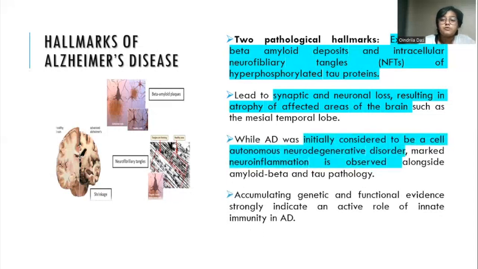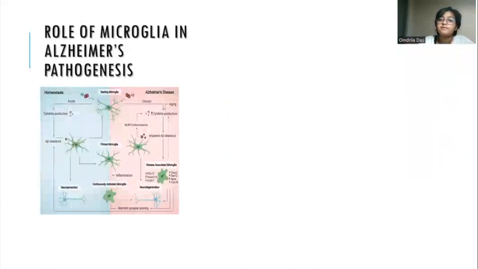While Alzheimer's was initially considered to be a cell-autonomous neurodegenerative condition, which essentially means that the hallmarks are not affected by the cell-to-cell interactions in the brain, neuroinflammation was observed in recent Alzheimer's studies, and recent accumulating genetic and functional evidence also indicates a relation of Alzheimer's pathogenesis with innate immunity.